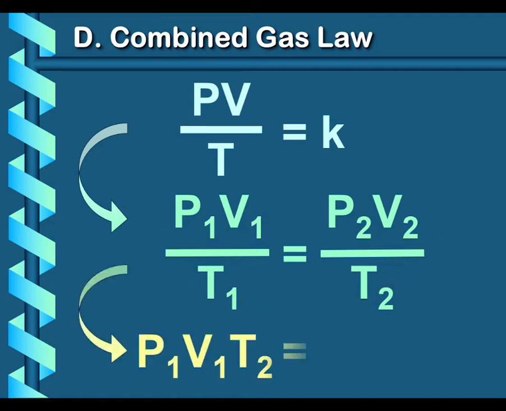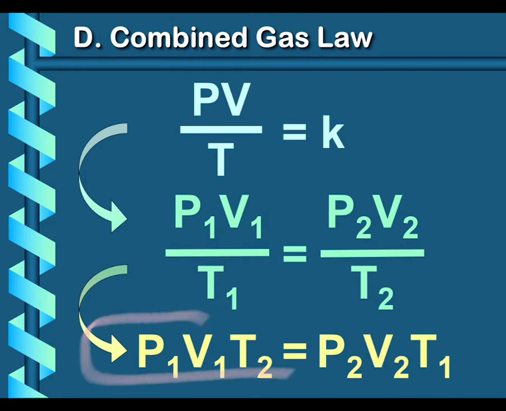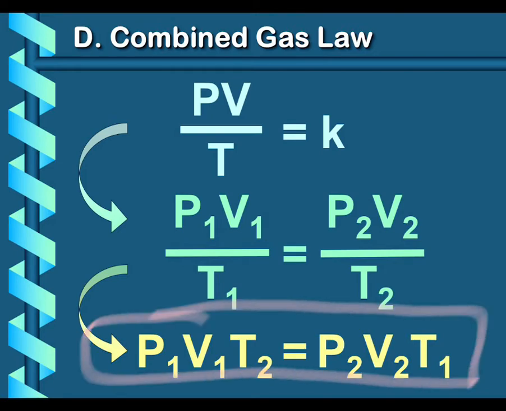So when we look at this, this is the equation you're going to see me use over and over for the combined gas law. So make sure you get this as your final equation for the combined gas law, and notice your temperatures have been reversed. So you have T2 on the left and T1 on the right. And again, all temperatures must be in Kelvin whenever we use this information.